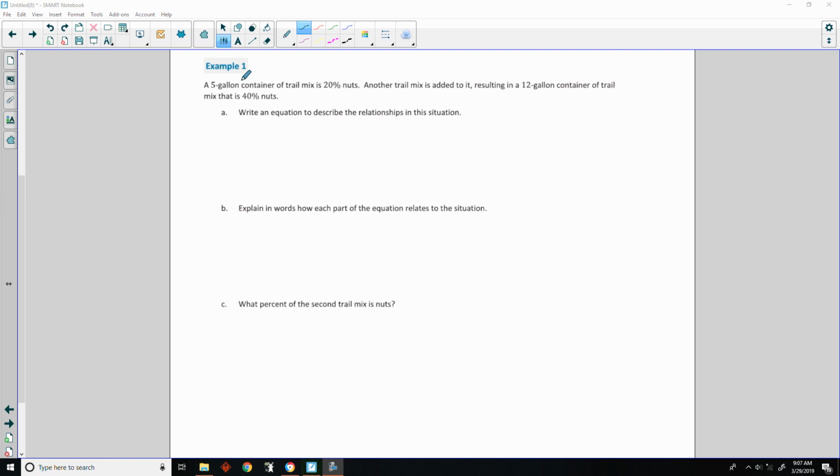Example 1. A 5-gallon container of trail mix is 20% nuts. Another trail mix is added to it, resulting in a 12-gallon container of trail mix that is 40% nuts. That's just nuts. A, write an equation to describe the relationships in this situation. So we need a variable. So let's just let X represent the percent of nuts in the second trail mix that is added.